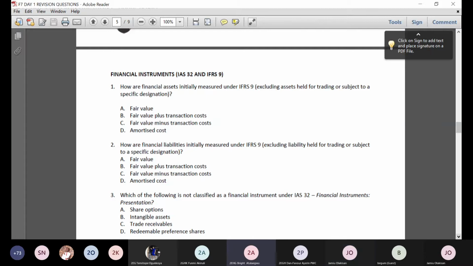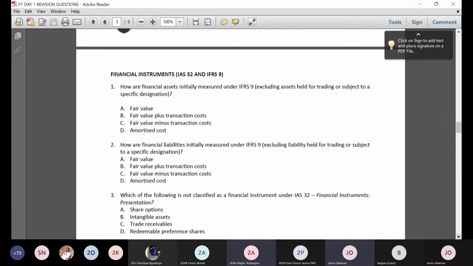Number one, how are financial assets measured under IFRS 9, excluding assets held for trading or subject to a specific designation? A. Fair value. B. Fair value plus transaction cost. C. Fair value minus transaction cost. D. Amortized cost. I choose B. Fair value plus transaction cost.